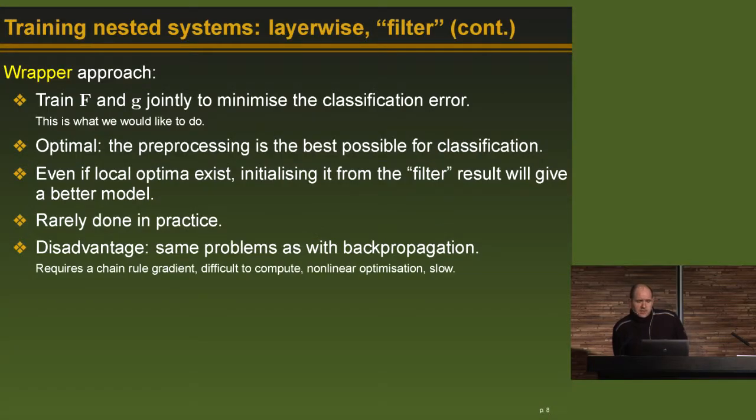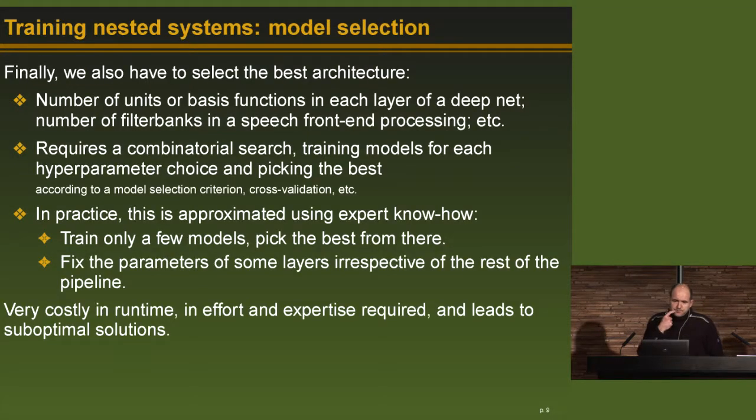What you would like to do, ideally, is what is called the wrapper approach, which is optimizing over F and G to minimize the classification error. But this is more difficult for the reasons I mentioned before, and it is less frequently done. So these are the two main approaches.